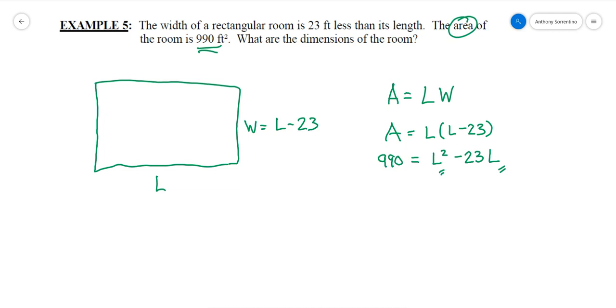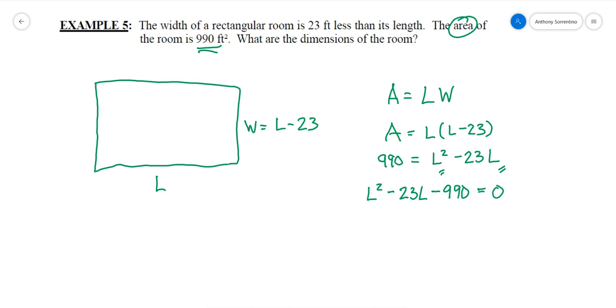Now, it doesn't matter which one you choose to use, okay? Just make sure that whichever one you choose, you use it correctly. So for instance here, I'm going to use the quadratic formula on this. I'm going to make that decision. So I know I've got to get this set equal to 0. An equation for this would be L squared minus 23L minus 990 equal to 0.